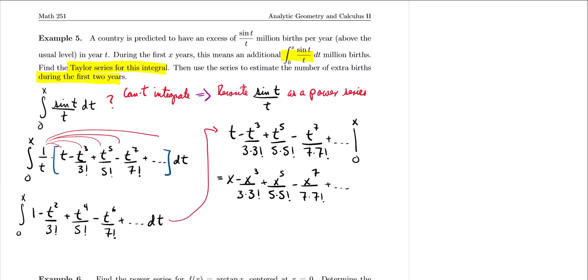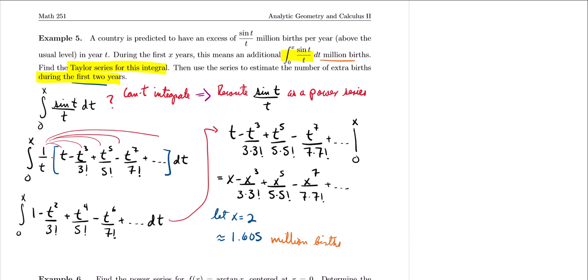Okay, now what we're focusing on right now is what's going to be the extra births during the first 2 years. So letting x equal 2, if I plug it in, I'm not going to write the whole thing, guys, but if I let x equal 2, then our sum here is approximately 1.605, but we're talking about our quantities in terms of millions. So 1.605 million births.